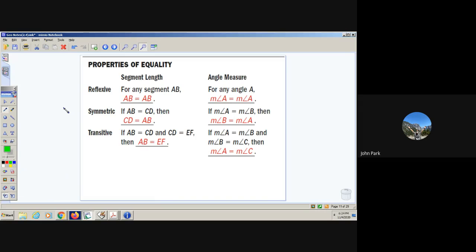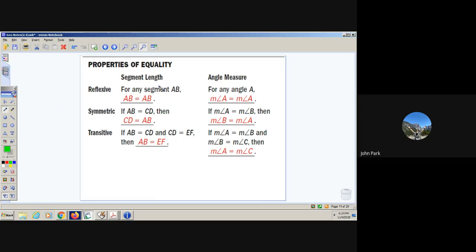Then we have a few more properties that we're going to be using more with the geometry now. So this is similar to the reflexive property and the symmetric property and the transitive property that we just saw in algebra. But now we're going to apply it or use it for geometry, right? Or using geometry measurements that we talked about already.